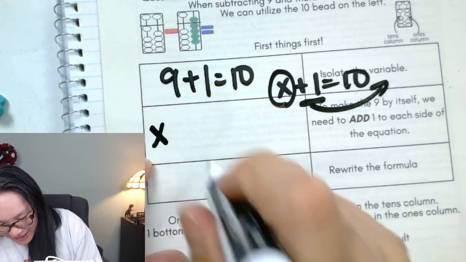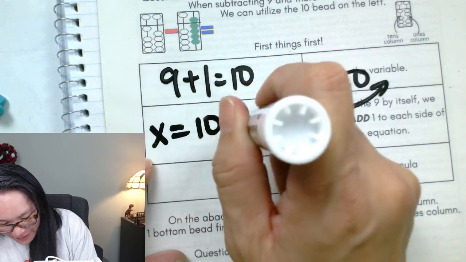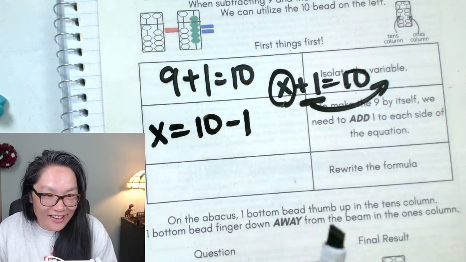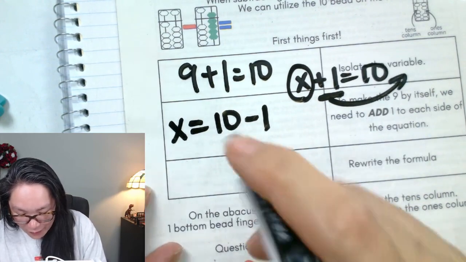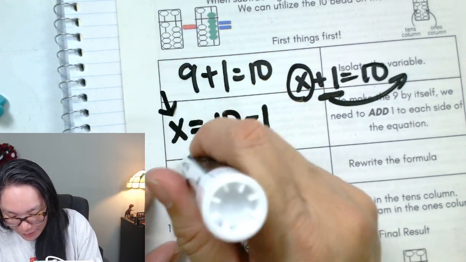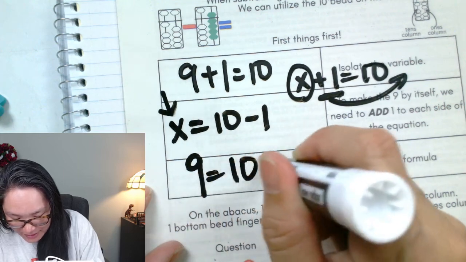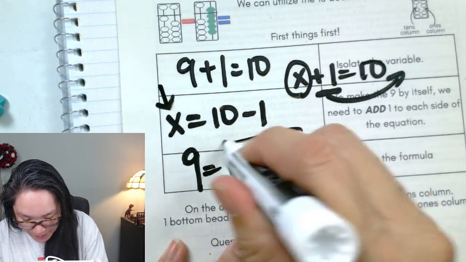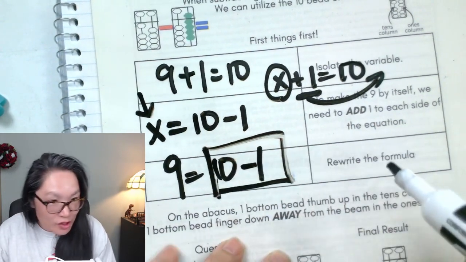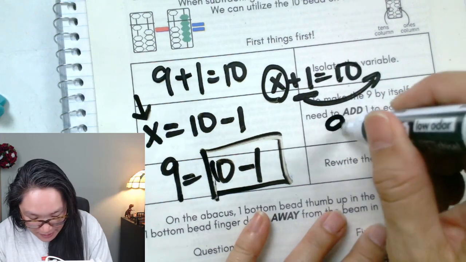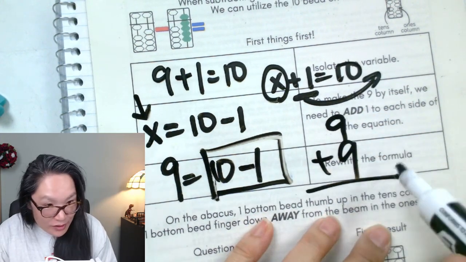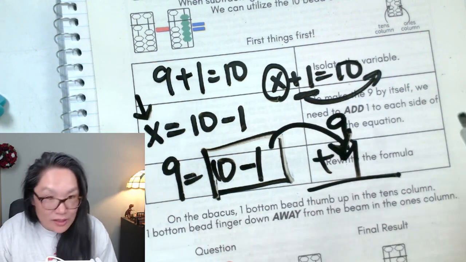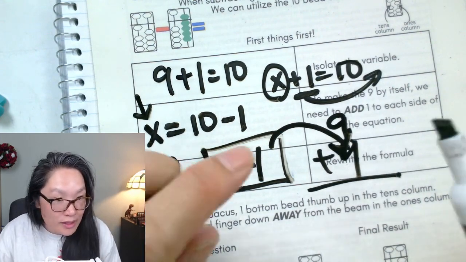So we did this. X is equal to 10 minus 1. I'm going to rewrite the formula and substitute it in. I'm going to do 9 is equal to plus the 10 minus the 1. Then what happens? We take this information and we substitute it into our question. We just did 9 plus 9. What did we do? We took this information, we substituted it into here. Isn't that what algebra is?